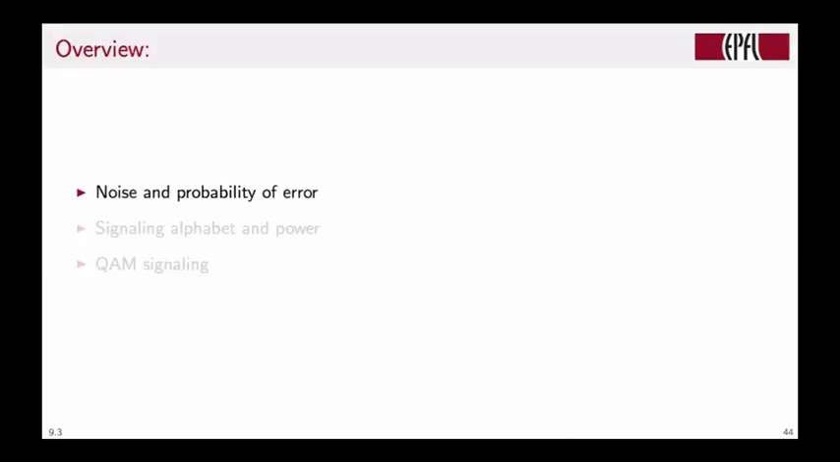So first, we will introduce the concept of noise and probability of error in a communication system. We will look at signaling alphabet and the related power. And finally, we'll introduce QAM signaling.